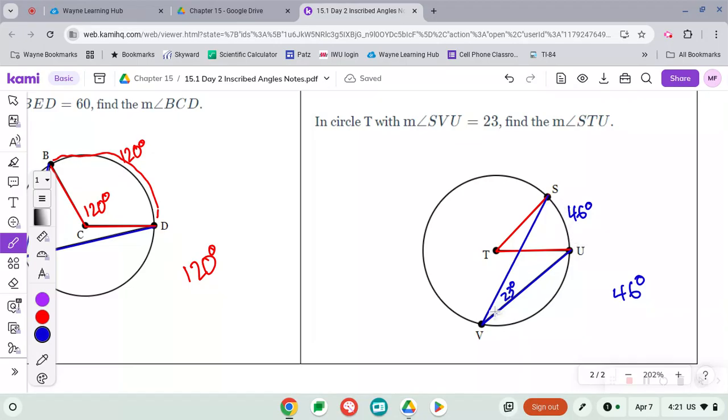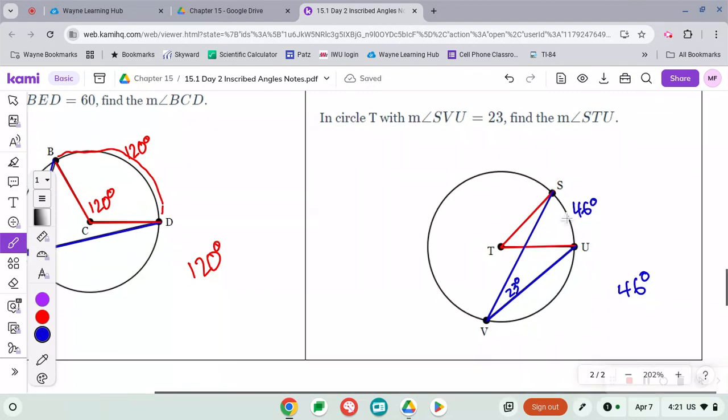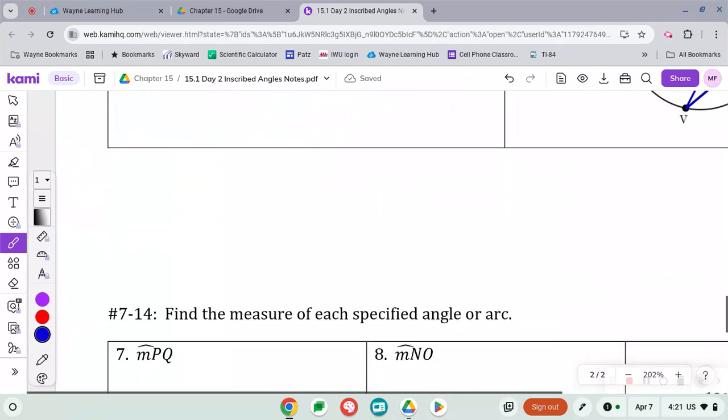Okay, the inscribed angle is double to get the arc. The central angle is the same as the arc. So there will be some like that on Delta.